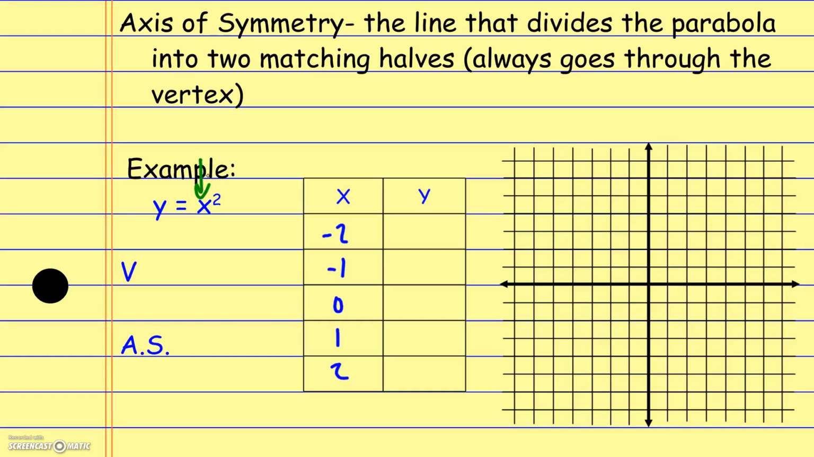So I'm plugging the -2 in. When I plug the -2 in, it gives me a +4. When I plug the -1 in, it gives me a 1. Plug the 0 in, I get a 0. Plug the 1 in, I get a 1. Plug the 2 in, I get a 4.